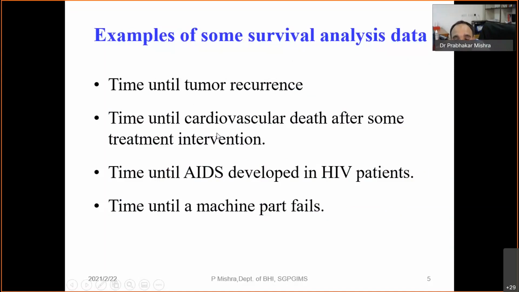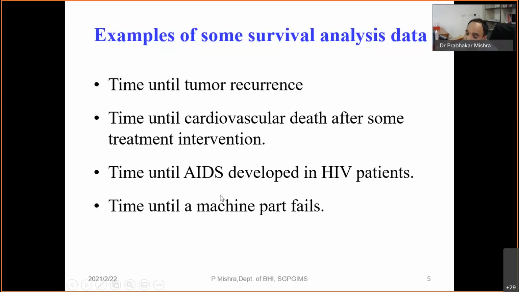Time until cardiovascular death after some treatment intervention. Suppose after heart surgery, we follow the patient up to their death. Our interest is to know, after a particular surgery or intervention, how many months or years patients usually survive.